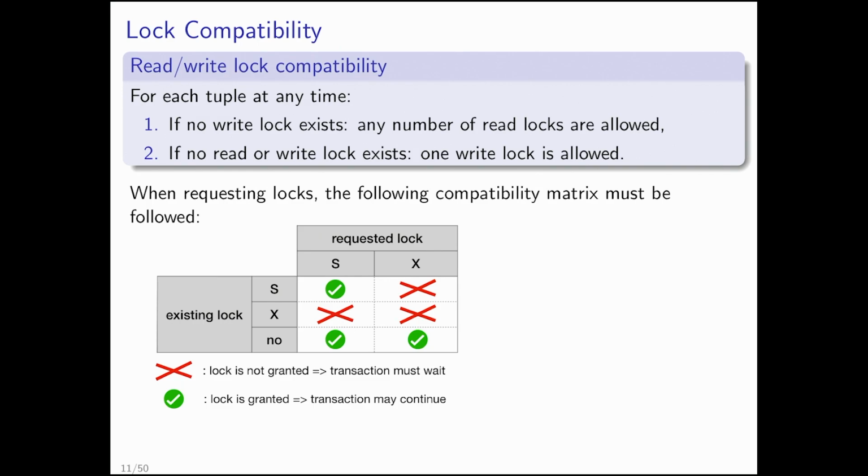So basically, that leads to the following matrix. So if that is a log you're requesting, and that is a log that is existing, if you're requesting a shared log and there's already a shared log, that's fine, you will get that other shared log. However, if there's already an exclusive log, you won't get anything. You don't get the shared log. If there's no log, you also get the shared log. That's fine. If you're requesting a write log or exclusive log and there's a shared log, no way, you don't get that. If there's an exclusive log, no way. So the only situation you will get an exclusive log is when there's no log already given out for that data object. So that's the compatibility matrix.